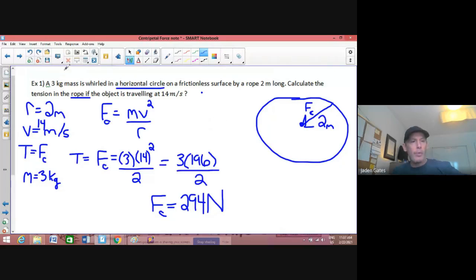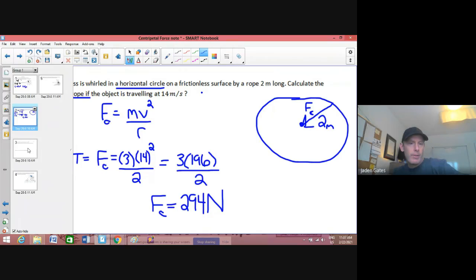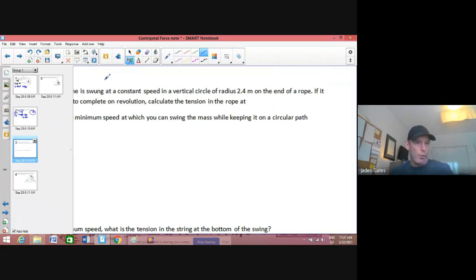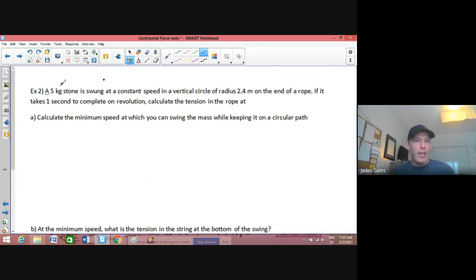Example 2. A 5 kilogram stone is swung at a constant speed in a vertical circle. So it's a little bit different situation going on here. With a radius of 2.4 meters on the end of a rope. If it takes 1 second to complete 1 revolution, calculate the tension in the rope at, what's that? Oh, that's bad wording here. Let's get rid of this, just a typo. Calculate the minimum speed at which you can swing the mass while keeping it on a circular path.